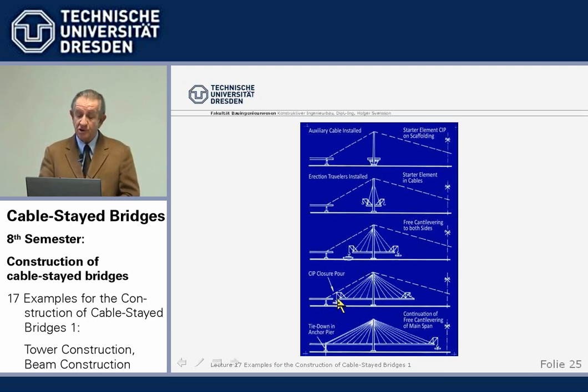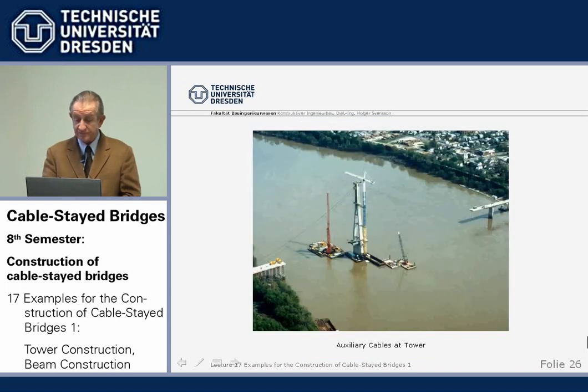approach joint, side span joint, close that with cast in place concrete. There we can't match cast when we come from the other side. We need a certain distance, so we use cast in place concrete. And then we go on free cantilevering in the center. We see it here in some pictures.